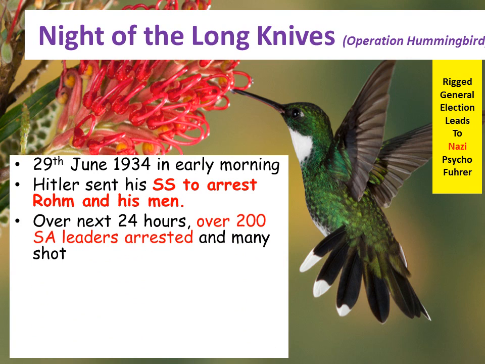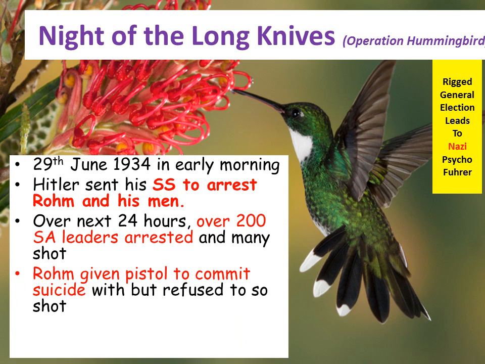Anyway, over the next 24 hours, over 200 SA leaders are arrested and many shot. This is an incredible number of people that are purged. Now, purge is a word that means got rid of very quickly and kind of dramatically and fiercely. And the arrests are not dramatic enough. Many of them were shot, including Röhm.